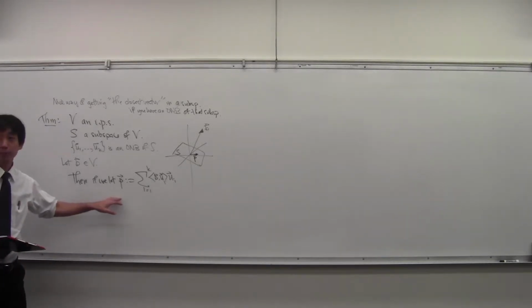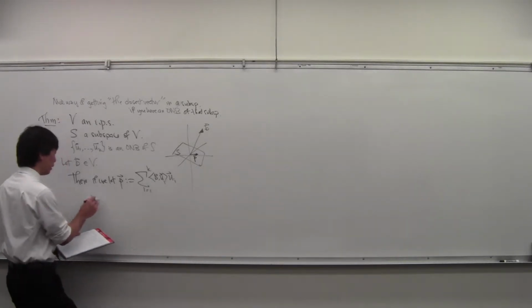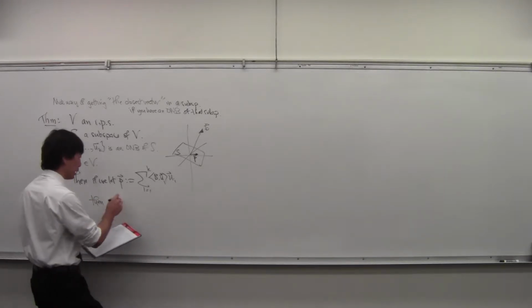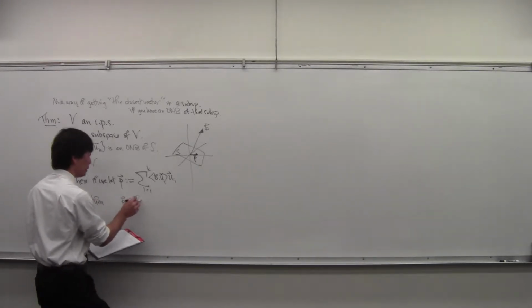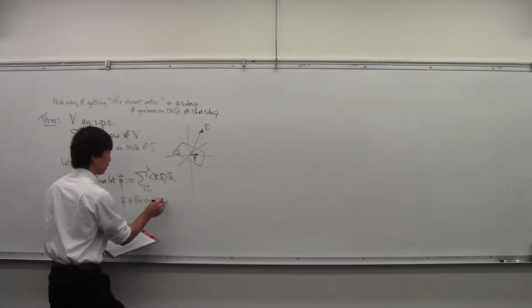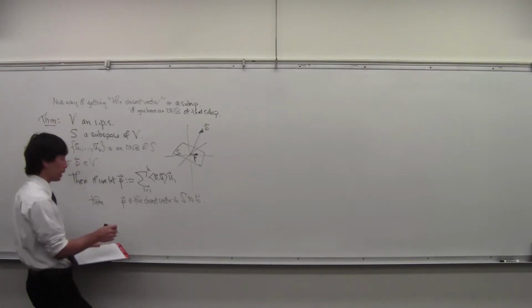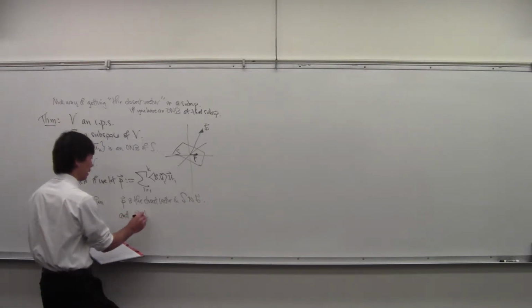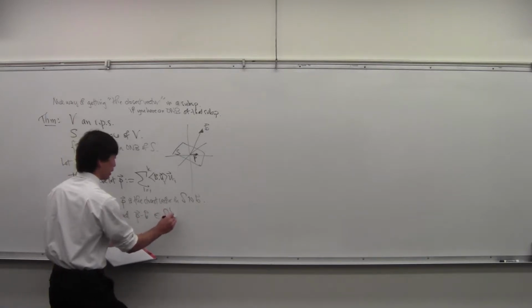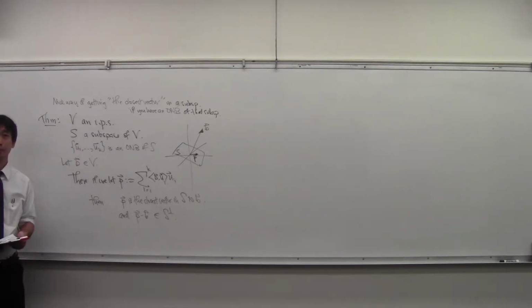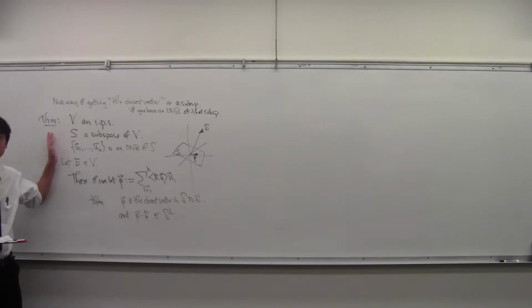If we let P be this, then P is the closest vector in S to b, and P minus b is perpendicular to S. This is the main thing that we did last time, just to clarify last class.